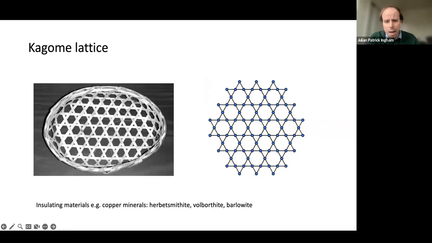And this feature has made insulating compounds with kagome structures a popular topic in the last couple decades. So frustration combined with antiferromagnetism, which often accompanies Mott physics, means that people have long hoped that such compounds could host spin liquid states in which the spins form a long-range entangled state rather than ordering at low temperatures. Some examples include a variety of copper minerals named after various geologists and explorers.